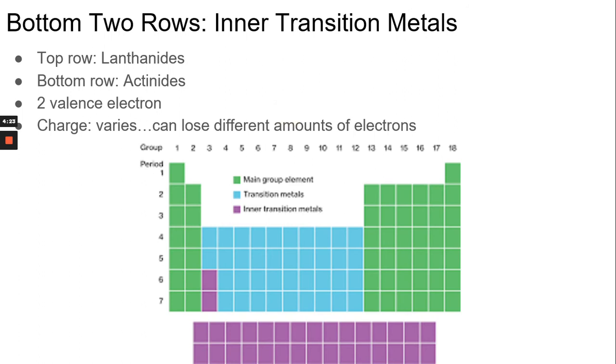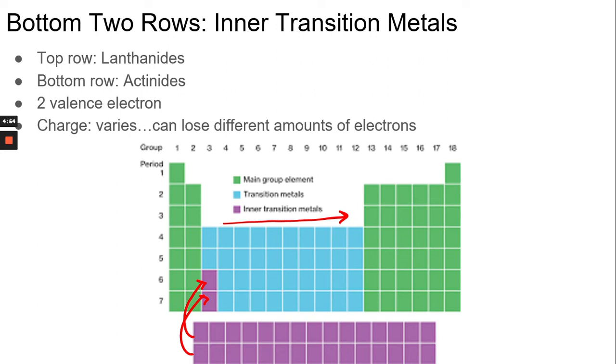The bottom 2 rows are called inner transition metals because these bottom 2 rows should go back into the periodic table inside the transition metals. So they're inner transition metals. They go into the transition metals. And what would happen is all these transition metals would scoot to the right, and we would fit in those 2 rows. They're not in the periodic table because it doesn't allow the periodic table to fit nicely on a piece of paper, so we pull them out.